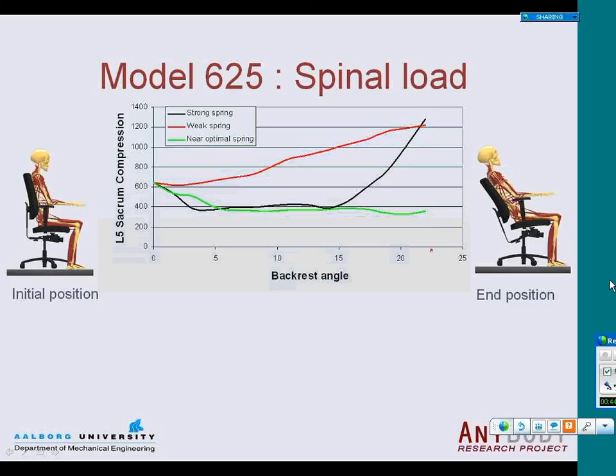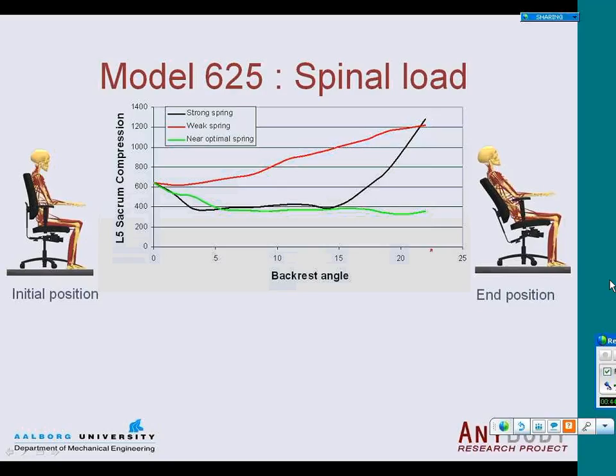The first case is the red curve, and the red curve shows what happens if the spring is too weak, meaning that the spring is so weak that it doesn't properly support the weight of the upper body when you lean back. If that is the case, then you have to employ muscle forces to keep the upper body up, and this causes an increase in the compression of the spine. And then you can see that actually the further you lean back, the more force you're getting in the spine. So having a too weak spring is not a really good idea.